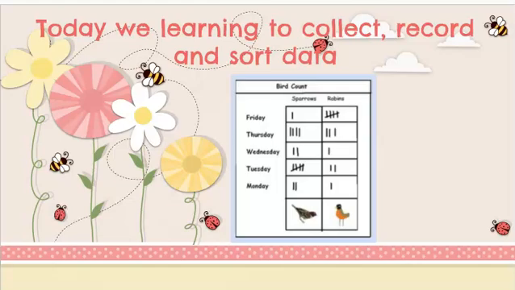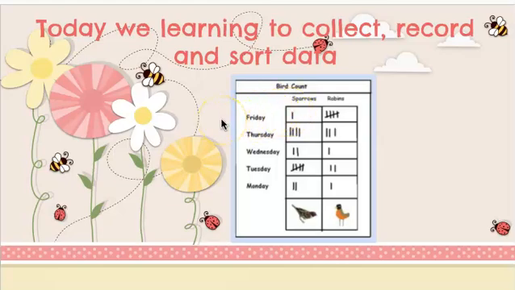So you can see in this chart, on Monday I saw two sparrows and one robin. On Tuesday I saw 5 sparrows and 2 robins. On Wednesday I saw 2 sparrows and 1 robin. On Thursday 4 sparrows and 3 robins. And on Friday I saw 5 robins and only 1 sparrow.